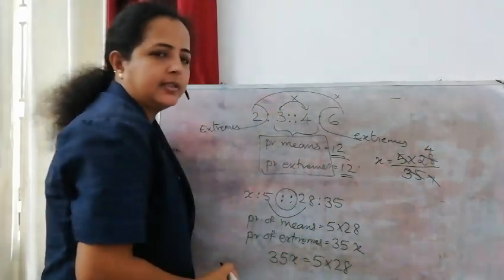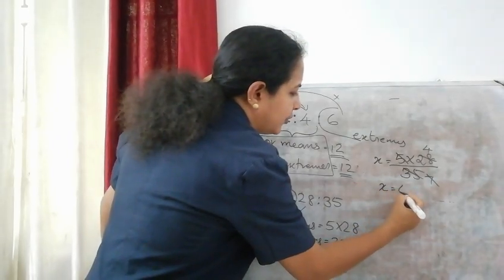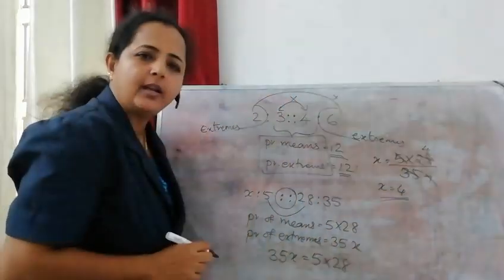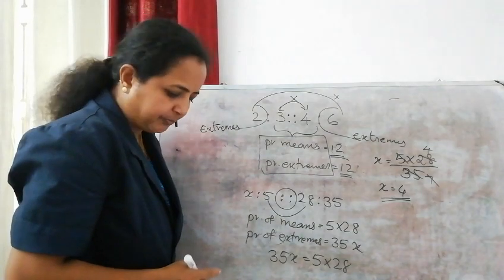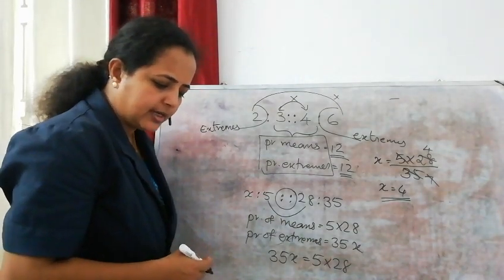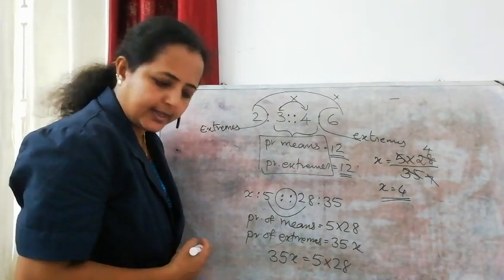7 4s are 28. So x is equal to 4. So first proportional we can find out. Clear? In a similar way we can find out the second proportional, third proportional, like that.